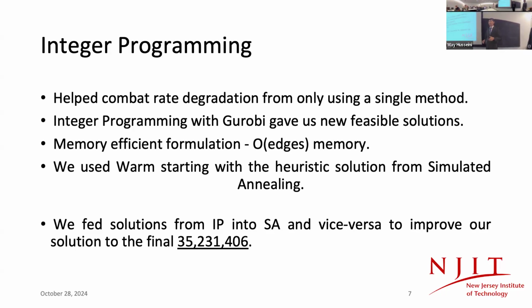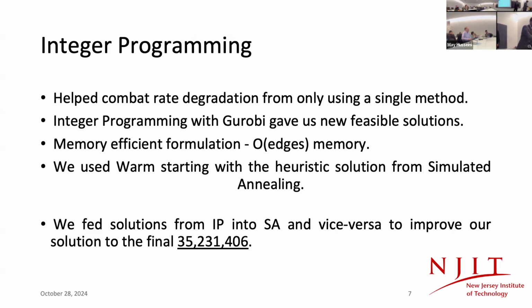And we used Gurobi because it's really, really fast and that makes life easier. We used the memory efficient formulation, which uses less memory, making it even faster. Then we used warm starting, so it's initialized with the solution from simulated annealing. We run that for a couple of days, take that, put it back in simulated annealing, and go back and forth. That helps us get out of local minima and gets us there even faster. That gave us a final solution of 35,231,406.